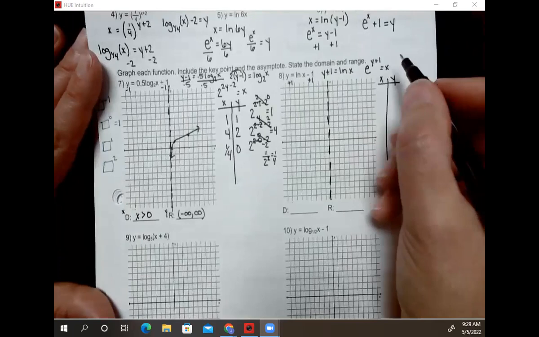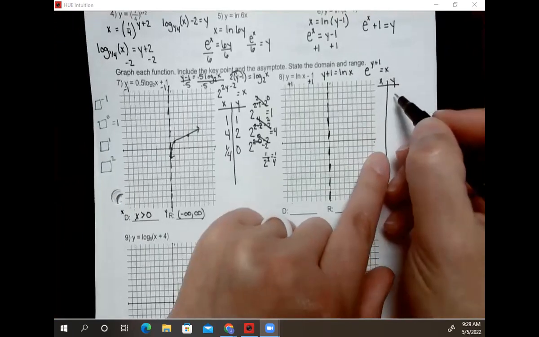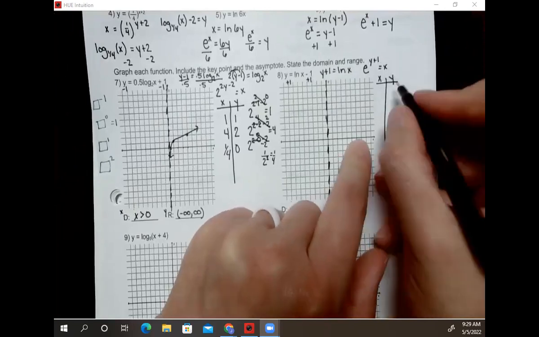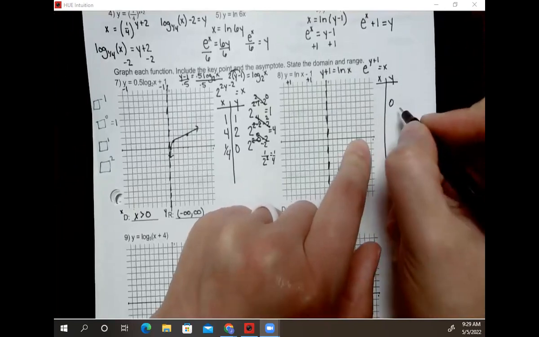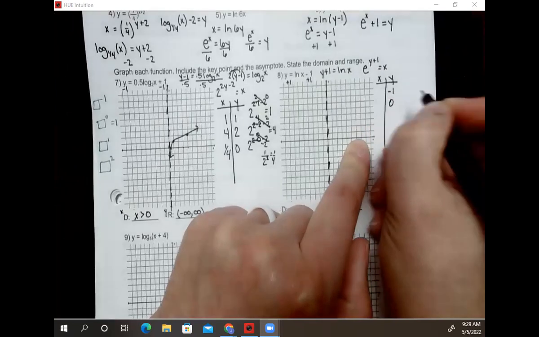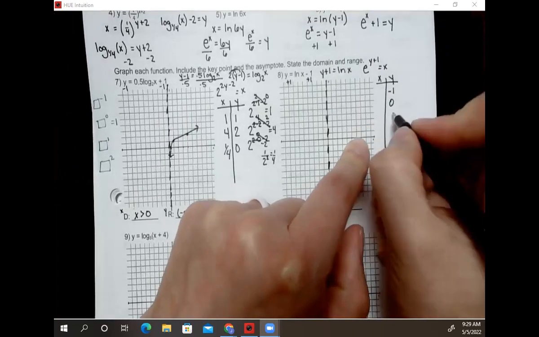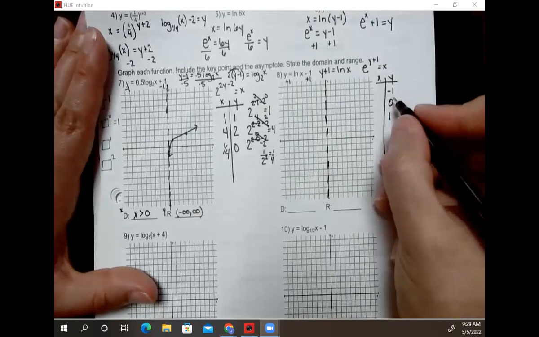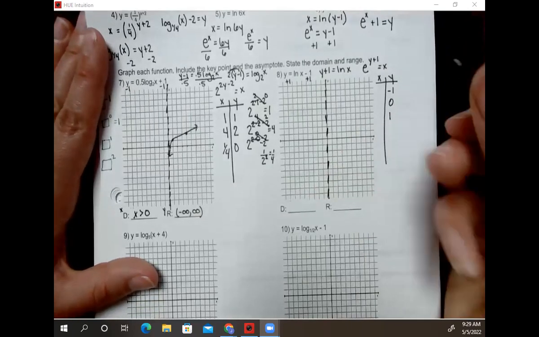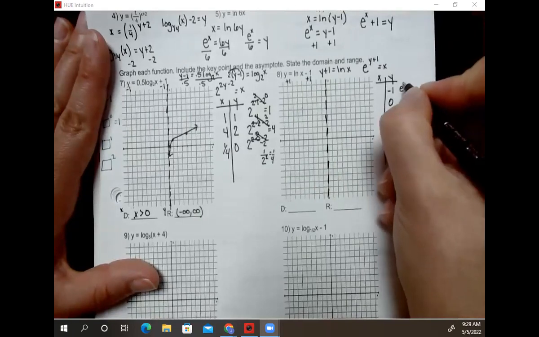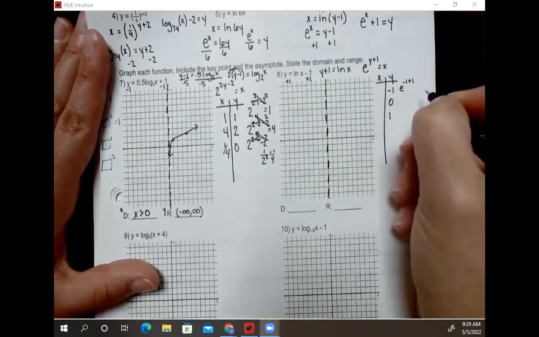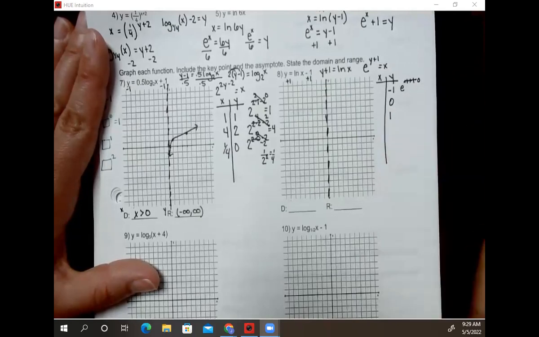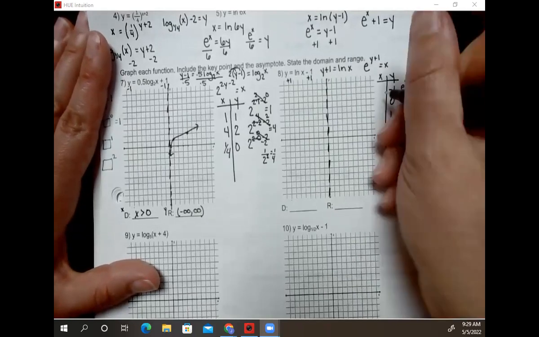So I'm going to go ahead and see what I should plug in for y. If I plug in 0, that would make my exponent 1. If I were to plug in negative 1, that would make my exponent 0. And if I were to plug in a 1, that would make my exponent 2. So I'm going to choose negative 1, 0, and 1 here. So this would be e to the negative 1 plus 1, which would be 0. Anything to the 0 power, including e, is just 1.